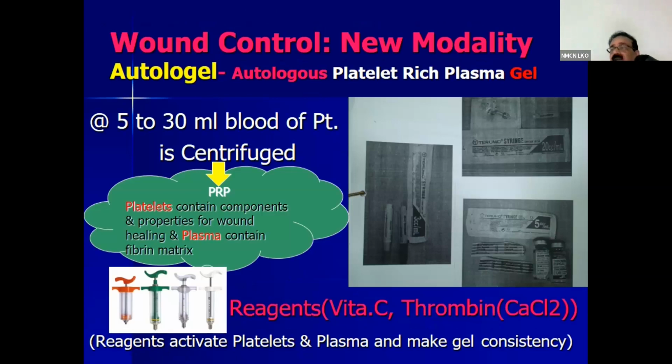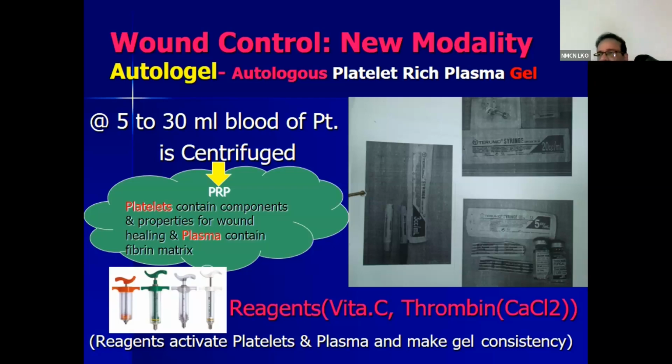Then comes platelet-rich plasma. You might know PRP gel application is used in osteoarthritis, in the cornea, and in different things also. But in wound care also, we have been using it. As we know, the platelets contain components and properties for wound healing, and plasma contains a fibrin matrix.